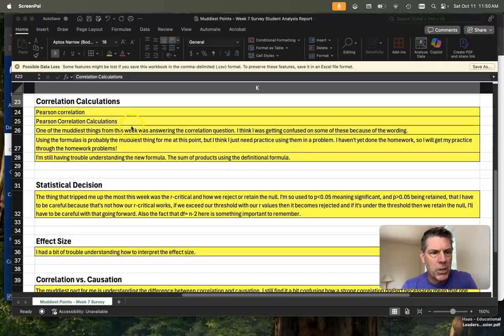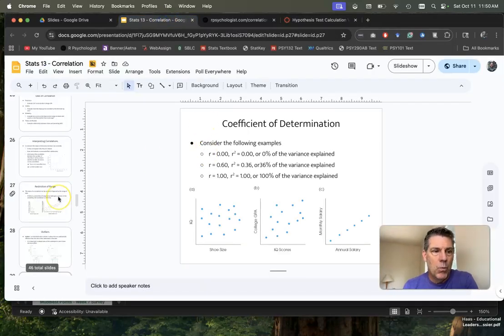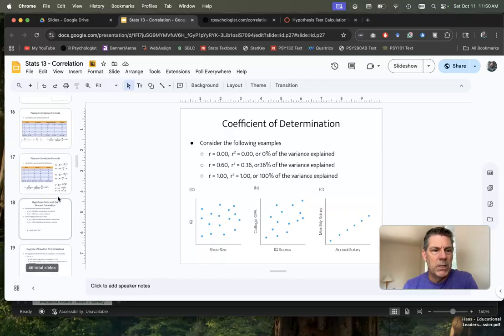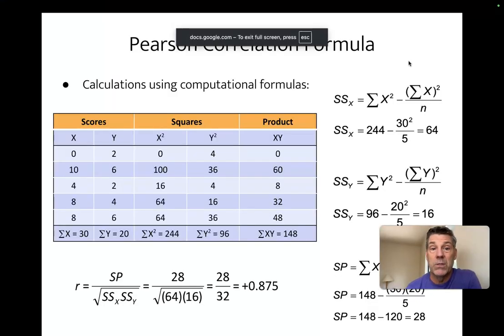Pearson correlation calculations. One of the muddiest things was the correlation question. Using formulas is probably the muddiest thing for me at this point. I'm still having trouble understanding the new formula. So the thing that I would point you to, when we're doing the calculations, is the one that I would suggest that you focus on.